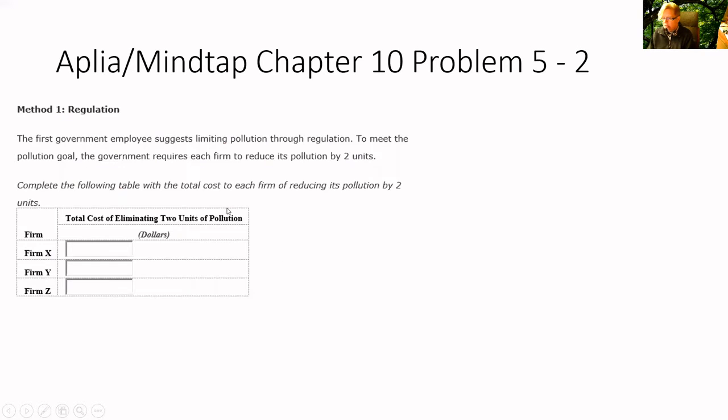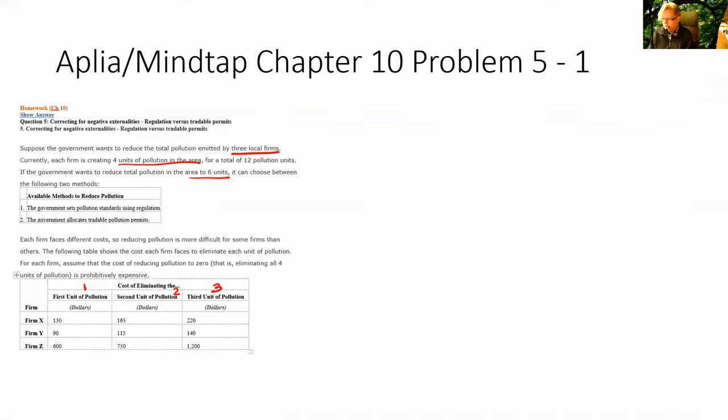I think I'm going to read on and see what the next slide has to ask us. The first government employee suggests limiting pollution through regulation. To meet the pollution goal, the government requires each to reduce its pollution by 2 units. So I'm going to go up and pick up some of this information. What we want to do is calculate the cost to reduce pollution, the first unit and the second unit, from each of these firms X, Y, and Z.